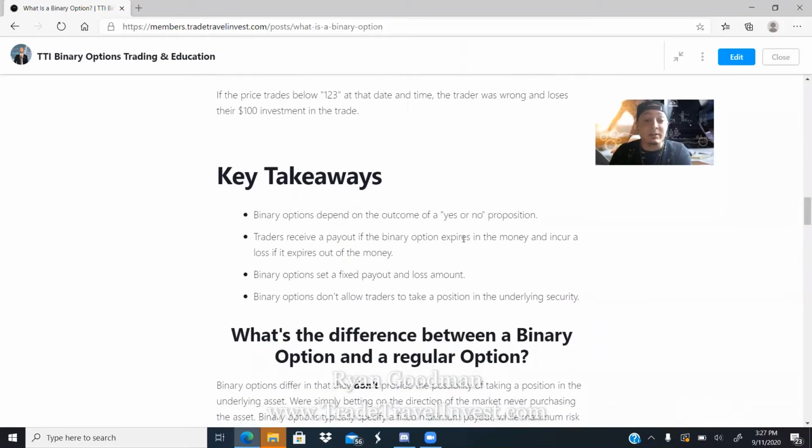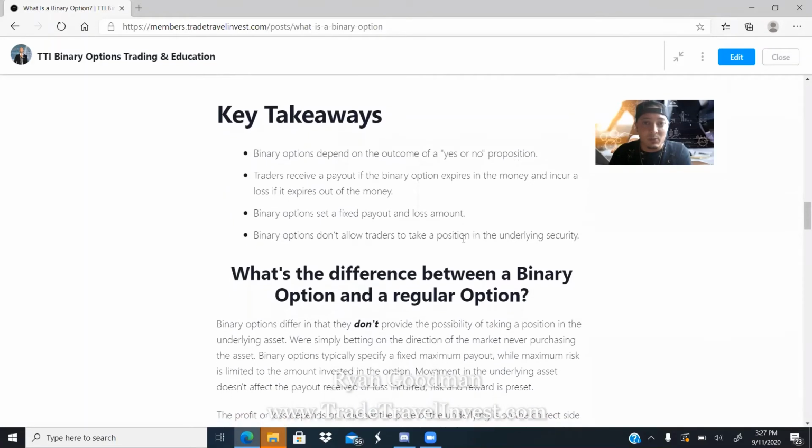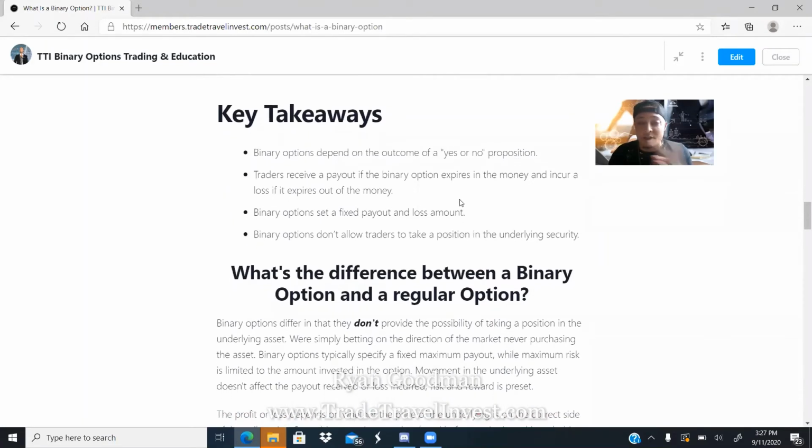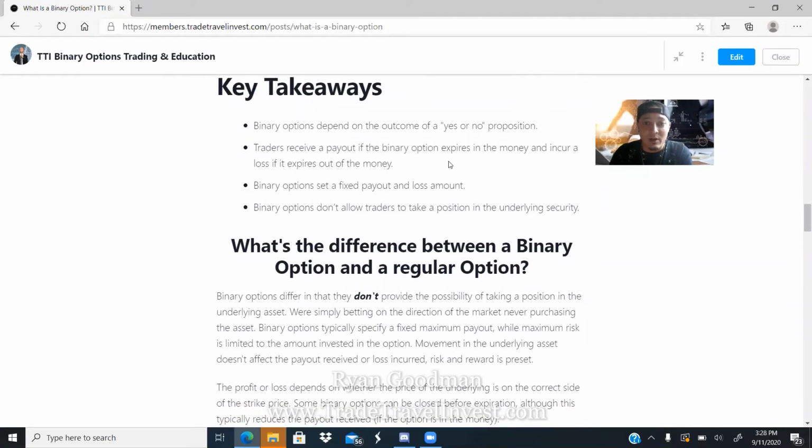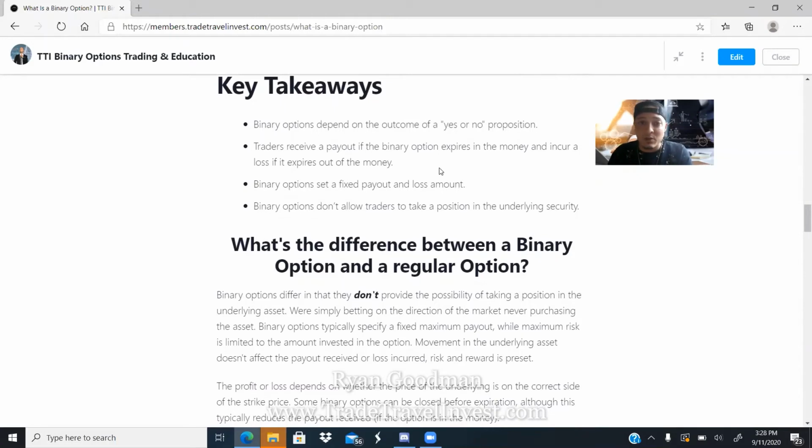So the key takeaway that I want you guys to understand with binary options is that it's based on a yes or no proposition. So you're going to take a put or a call, and you're either going to be right or wrong. There's no in between. There's no taking profits. The trader receives a payout based on whether the binary option expires in the money or out of the money. So you're either going to lose your initial investment or you're going to make that preset percentage that you already had figured out before you placed the trade.